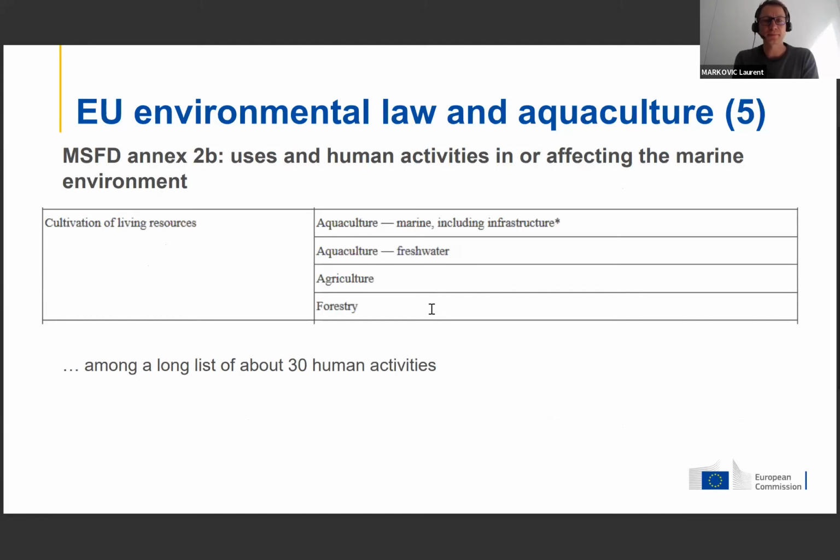Next slide. And in the MSFD, you have a couple of annexes that list the human activities that are potentially affecting the marine environment. As you can see, aquaculture is mentioned both for marine waters and also freshwater. But these are not the only ones, because there is a list of about 30 activities impacting or potentially impacting the marine environment. Next slide, please.